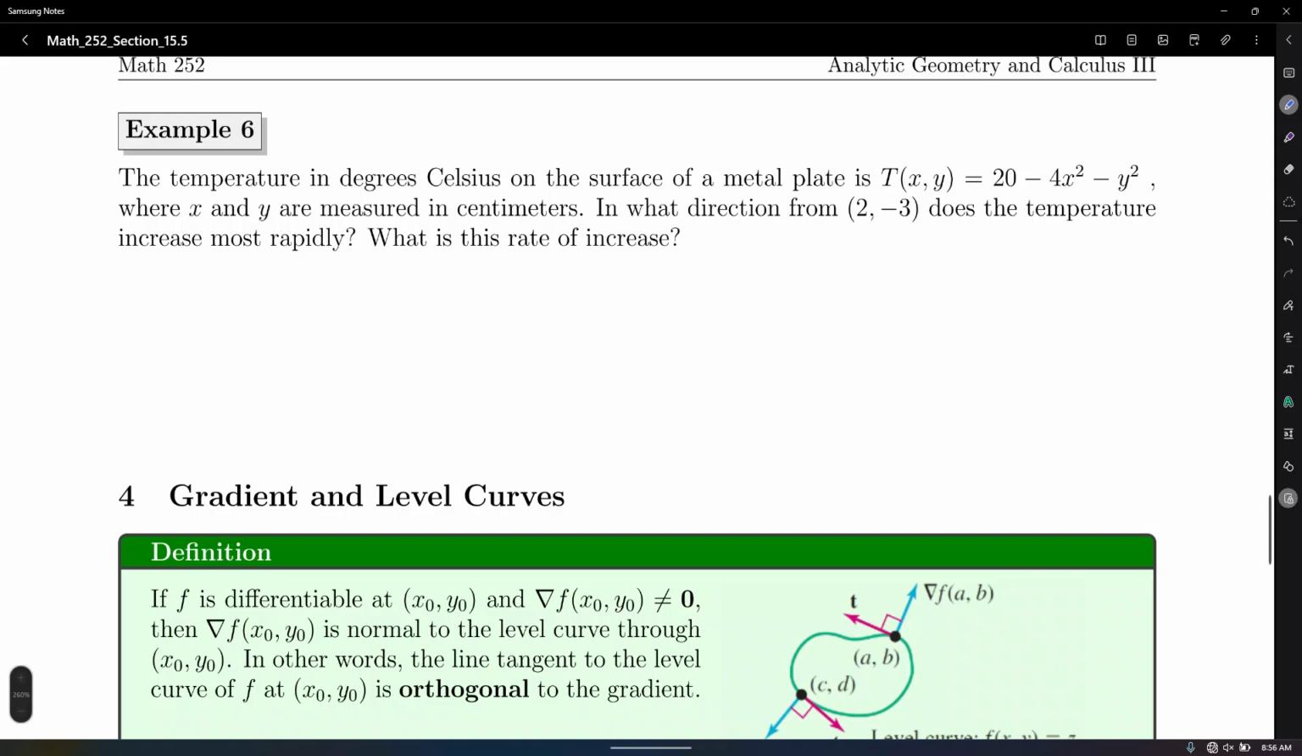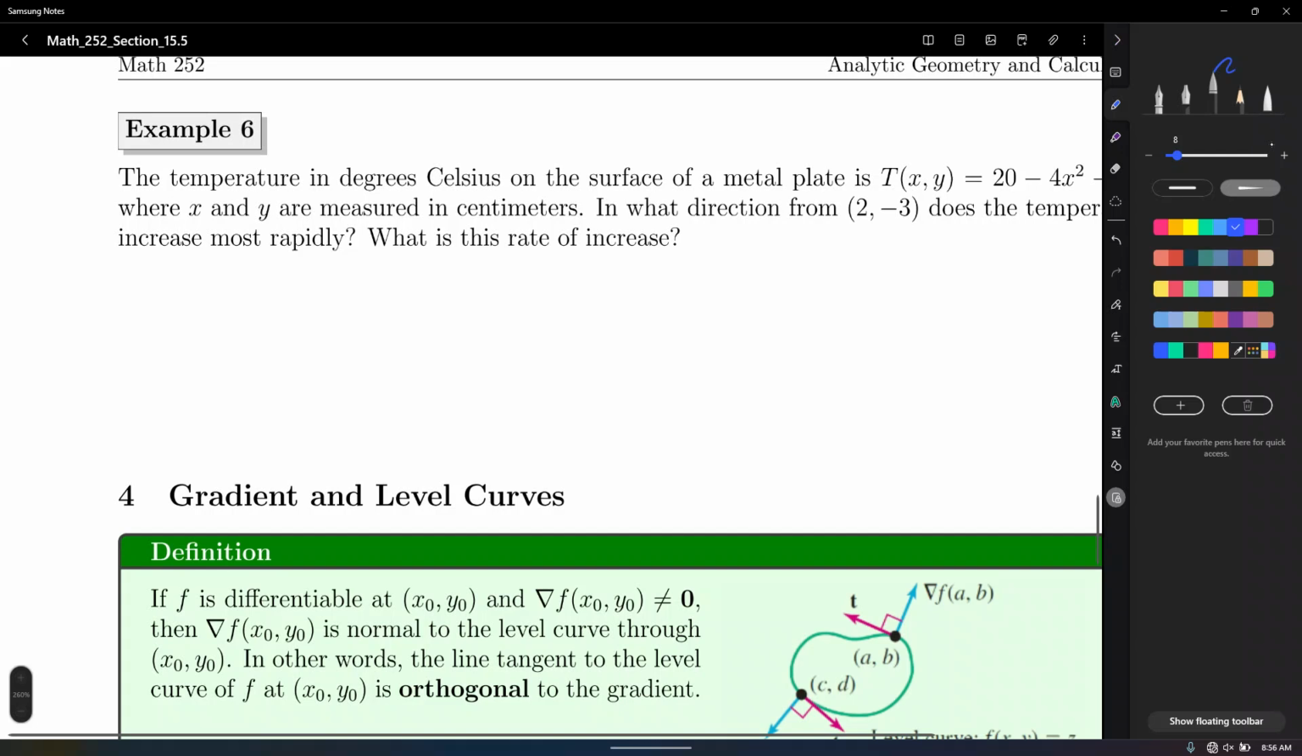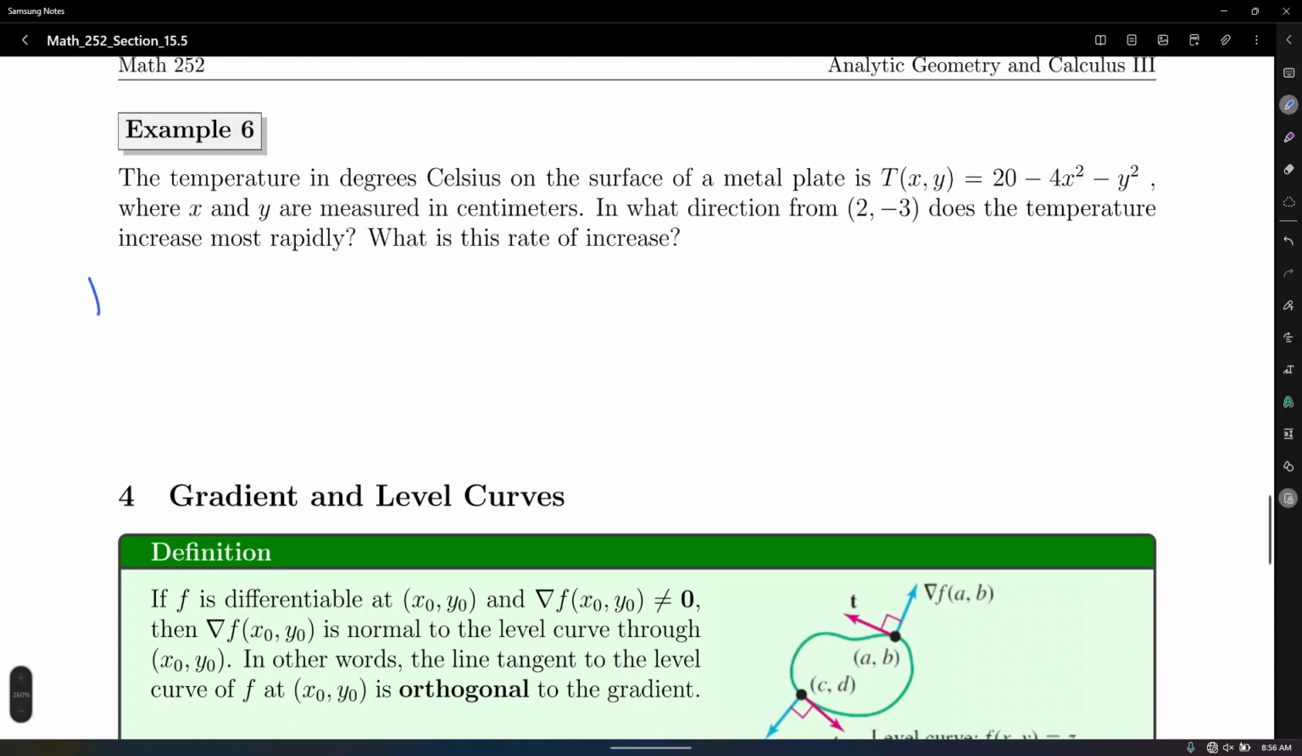Well, that's what we want to know. In what direction from that point does the temperature increase most rapidly? And also, what is that rate? Okay, so number one, let's find the gradient, that is nabla of T. Let me just go directly to the partial derivatives. The derivative with respect to x is -8x, the derivative with respect to y is -2y.